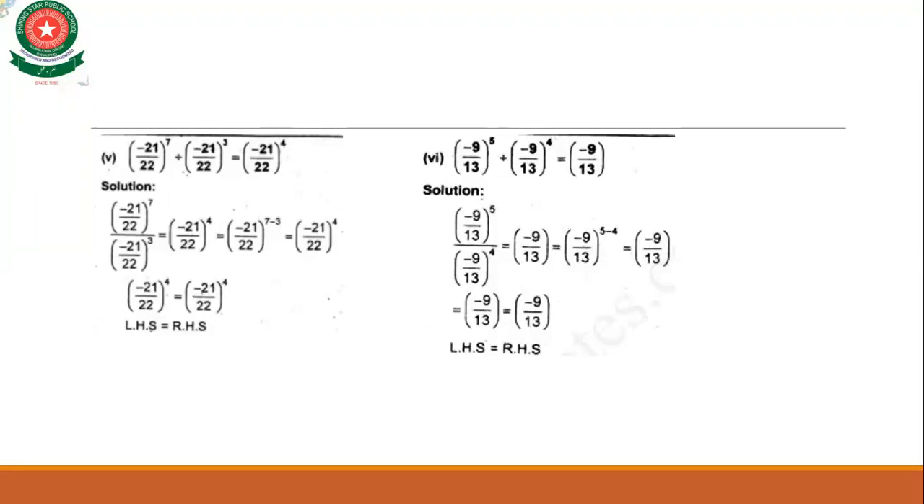So in the second step, according to the formula, we will subtract the powers, which is minus 21 over 22 power 7 minus 3, which is equal to right hand side minus 21 over 22 power 4. So when we subtract 3 from 7, we will get minus 21 over 22 power 4 is equal to minus 21 over 22 power 4 of right hand side. So we have proved that left hand side is equal to right hand side.